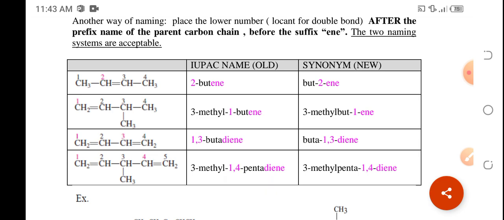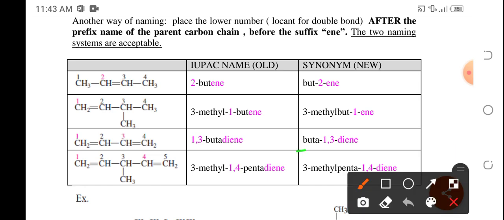1,3-butadiene could also be written as buta. So, that's still 4 carbon atoms. 1,3, nandito na nga lang sa gitna. Okay? And the diene to denote that there are 2 double bonds in between 1 and 2 and 3 and 4. Okay?